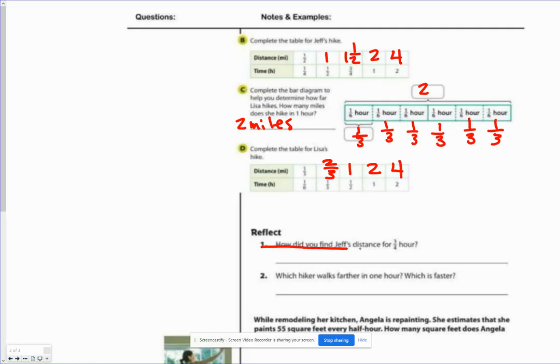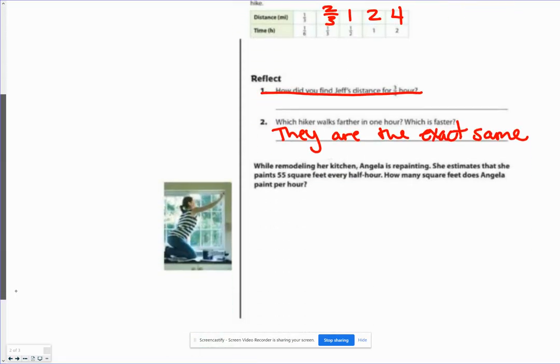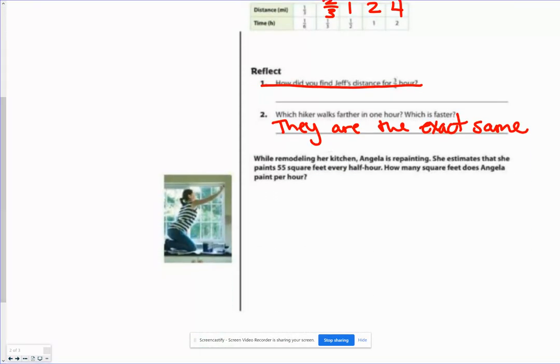So skip this question and let's go around. Which hiker walks farther in 1 hour? Which is faster? Well, they are the exact same. So they're reaching the same distance over the same amount of time. All right, let's try the next problem.